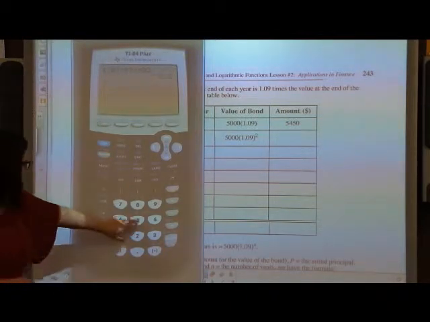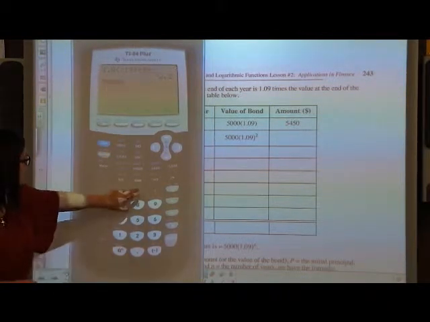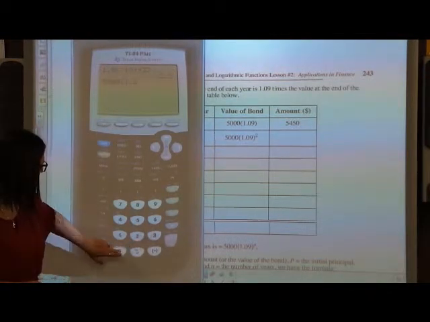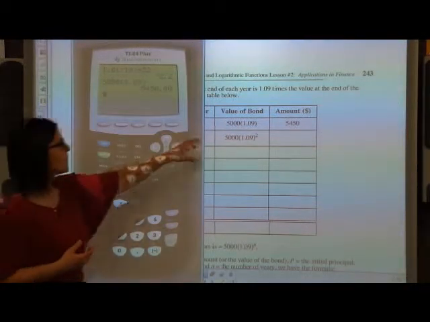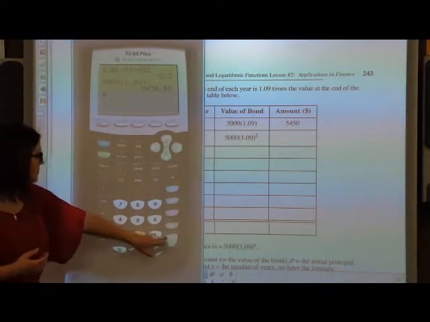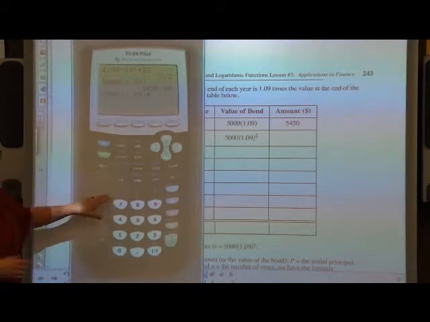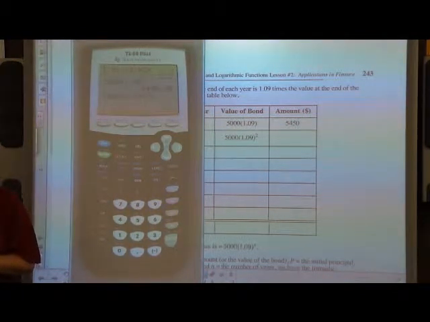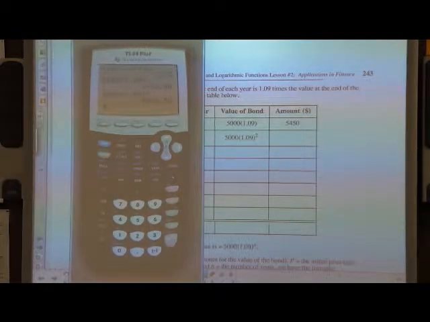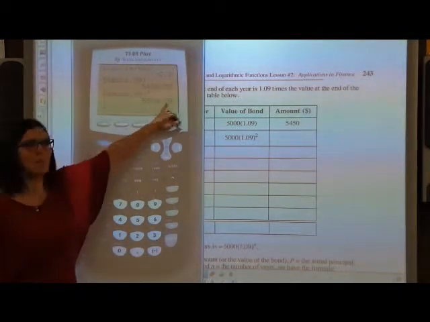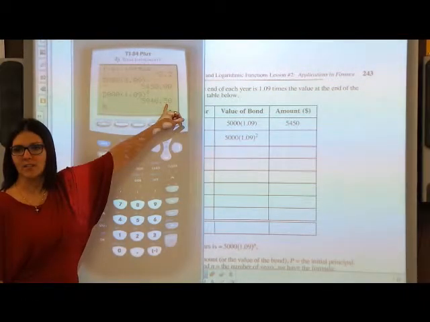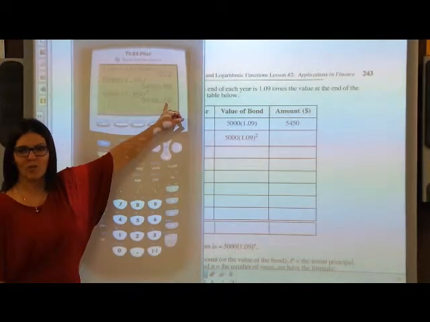So if I put in my first amount, 5,000 times 1.09, there's my $5,450. If I do that for the end of the second year, it's now 1.09 squared. So at the end of the second year, I'm at $5,940.50. This is actually $40 more than what I had under the simple interest, because if you look at that simple interest chart, we were at $5,900.